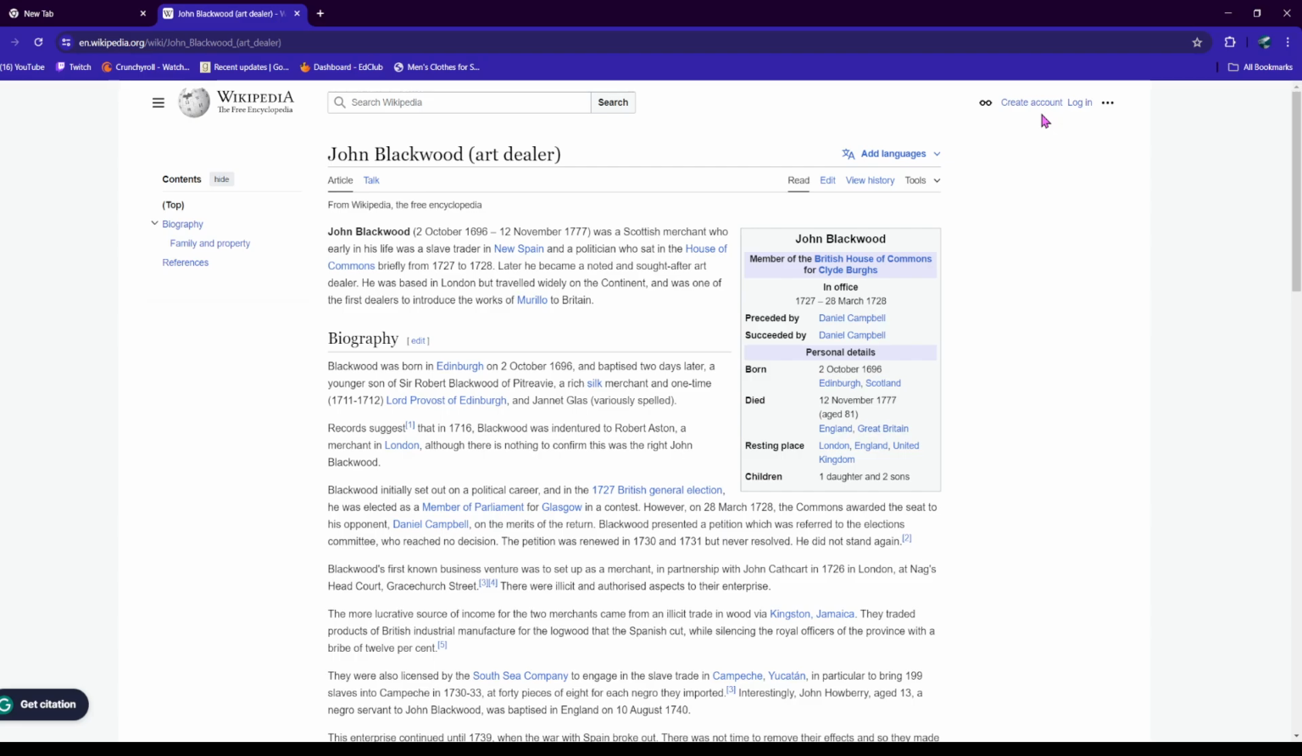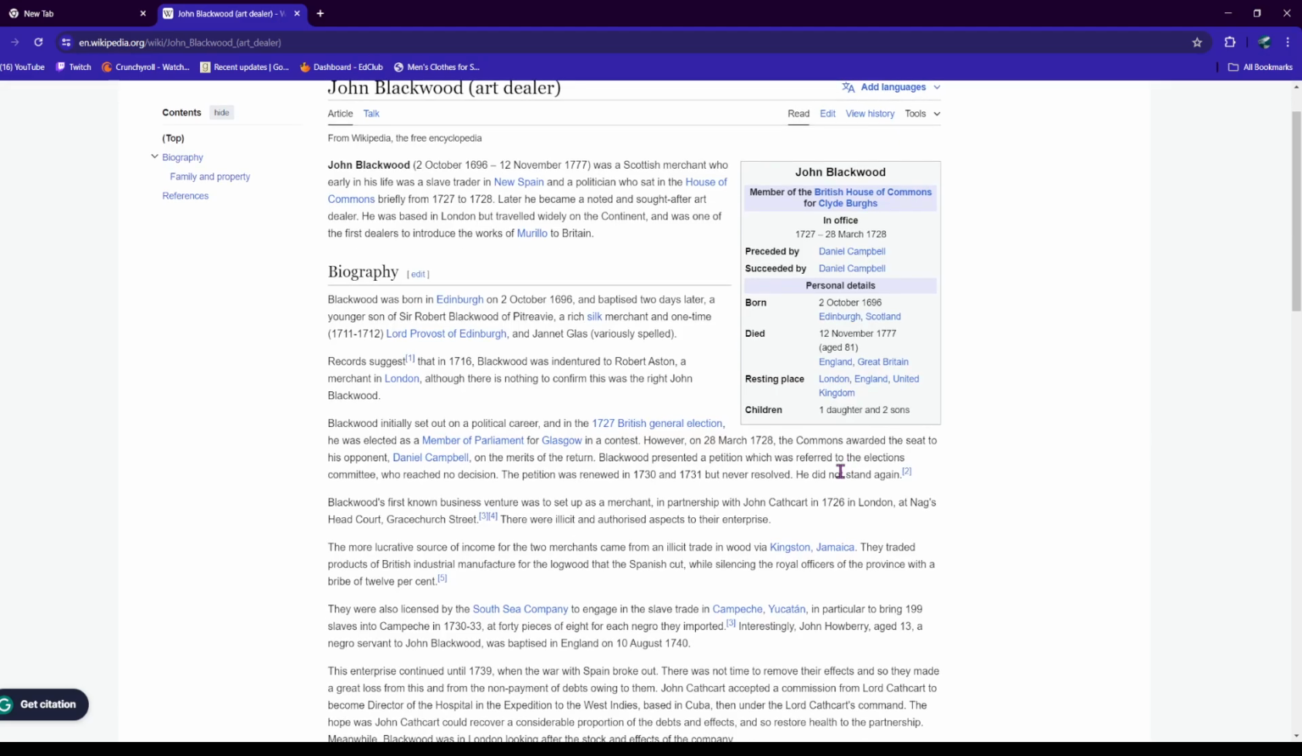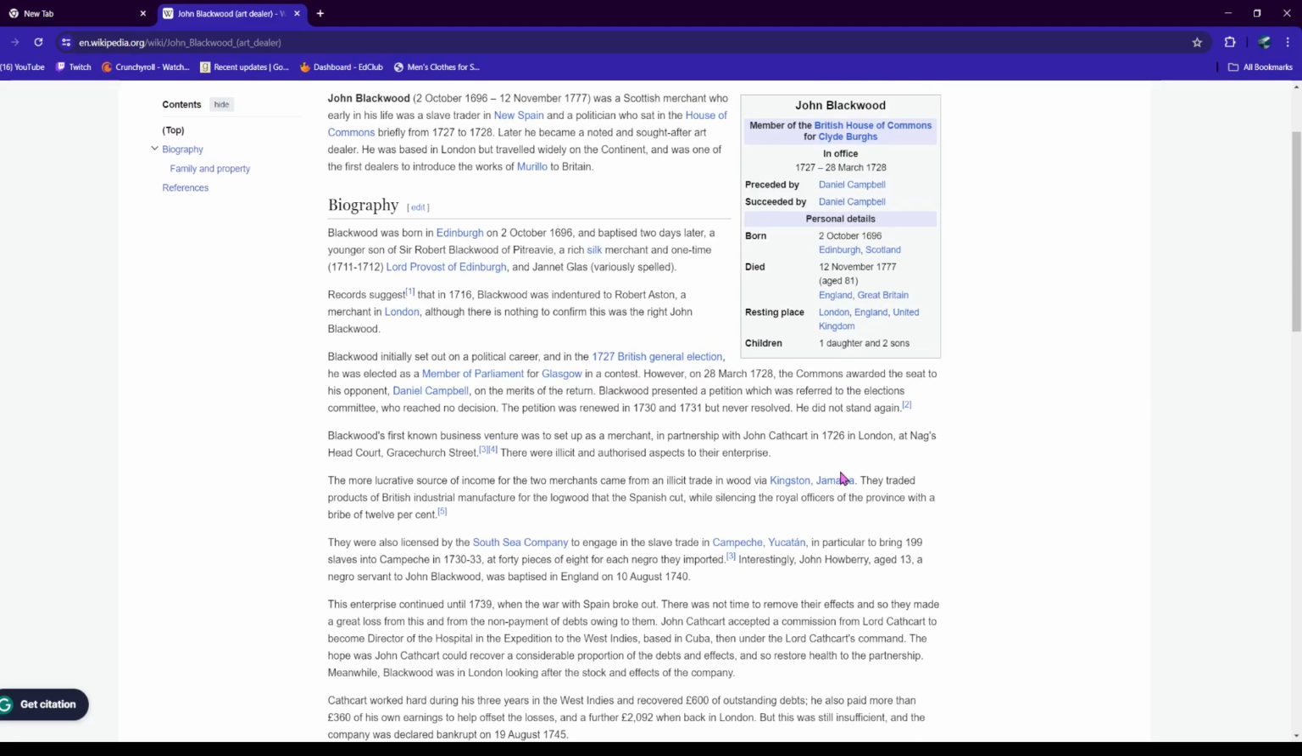Blackwood's first known business venture was to set up as a merchant in partnership with John Cathcart in 1726 in London at Nag's Head Court, Gracechurch Street. There were illicit and authorized aspects to their enterprise. The more lucrative source of income for the two merchants came from the illicit trade in wood via Kingston, Jamaica. They traded products with British industrial manufacturers for the logwood that the Spanish cut, while silencing the royal officers of the province with a bribe of 12%.